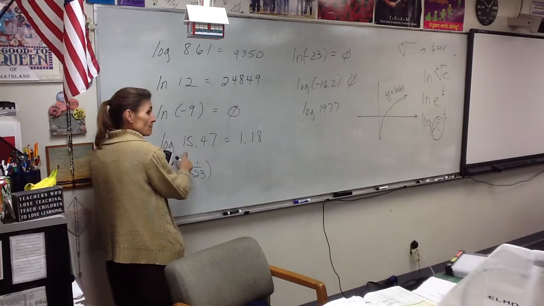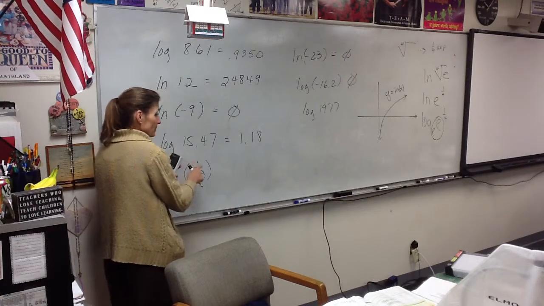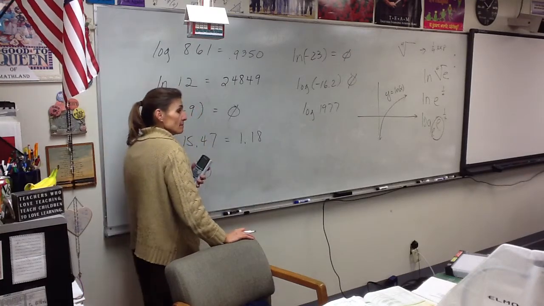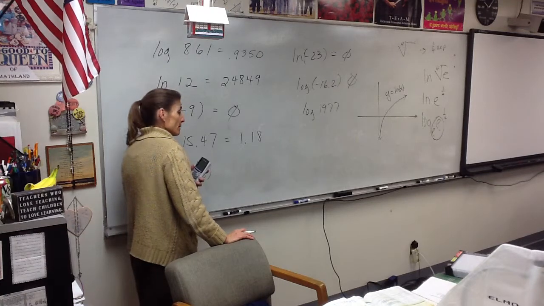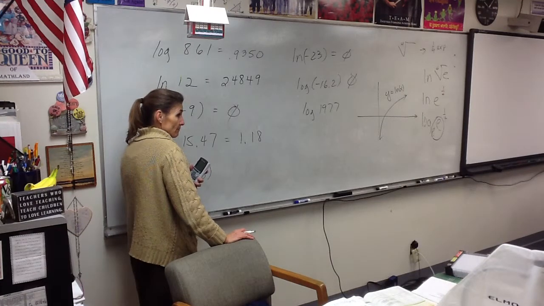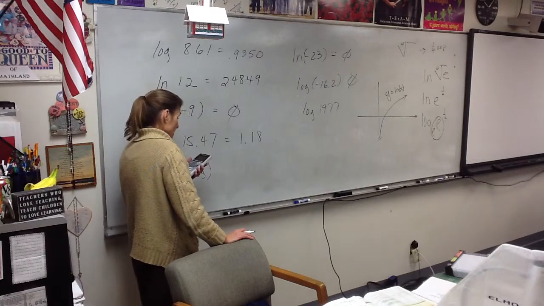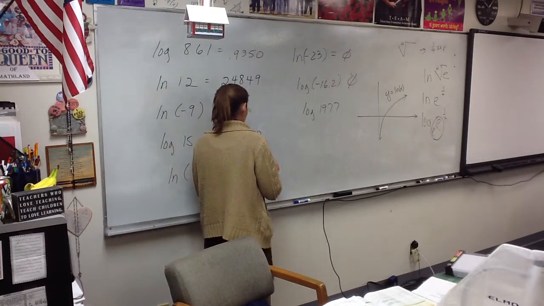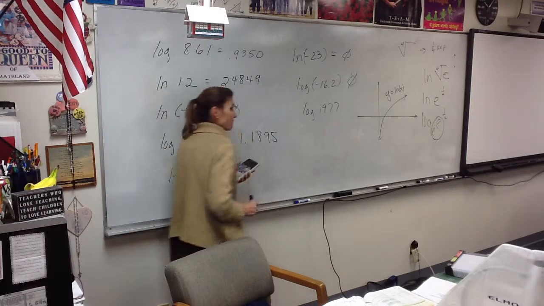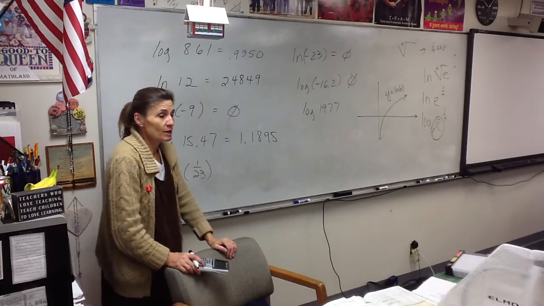I'm doing log 15.47. Kieran, are you typing this in? Tyler's taking a picture of my thing. Okay, you need a calculator out. Now you need to type it in. Right here, it's written on the board. I've got it done. Okay, what did you get? 1.1895. 9.5, that's what I was waiting on, 9.5. That's how that one's going to get rounded off.